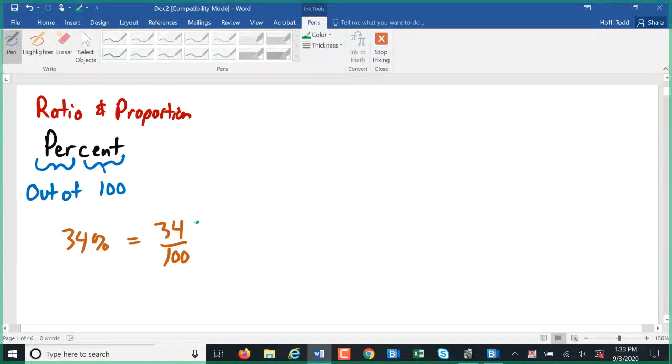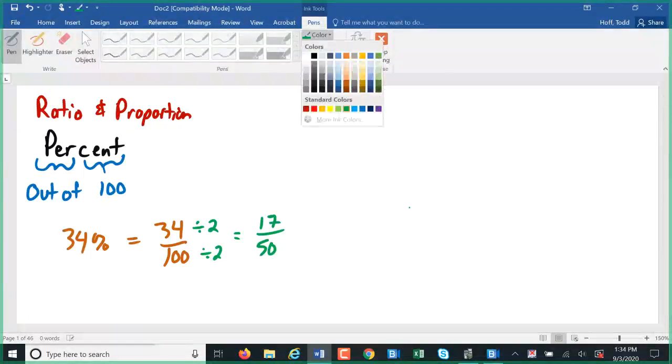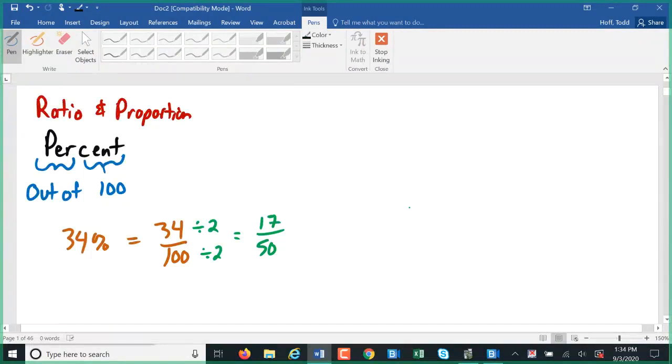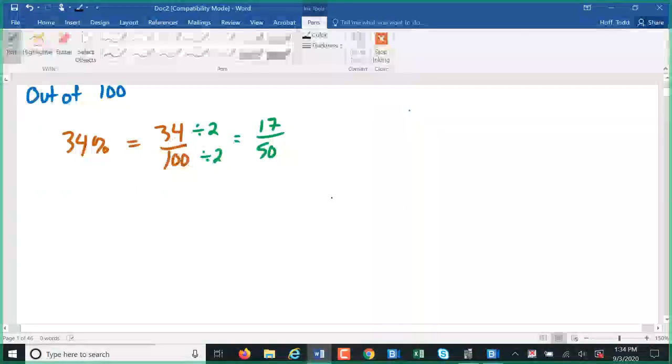Now, of course, as a fraction, we wouldn't leave it like that. We would want to reduce. Both 34 and 100 can be divided by 2. 34 divided by 2 would be 17, and 100 divided by 2 would be 50. Let's look at some examples of converting these percents into fractions.